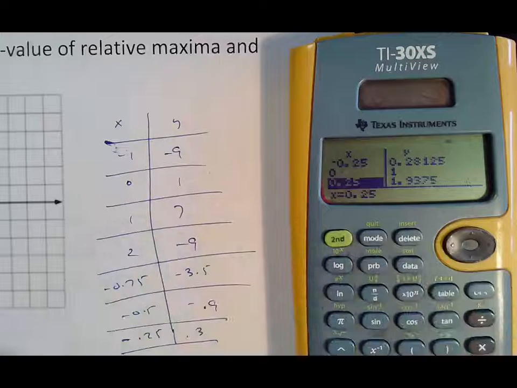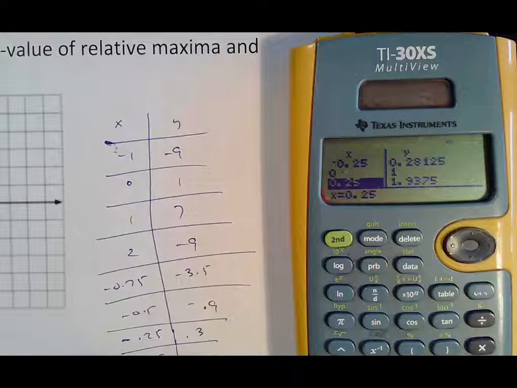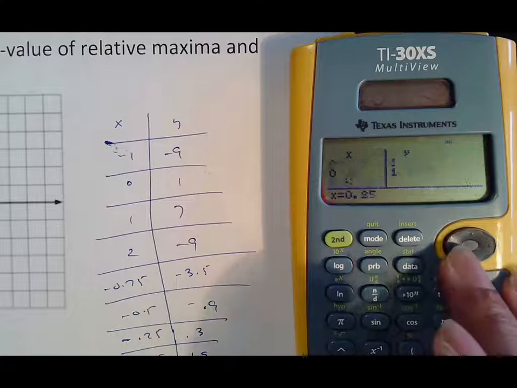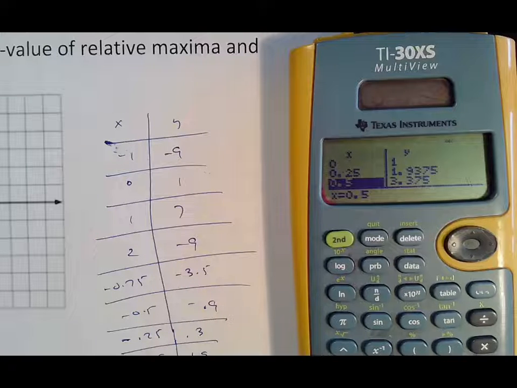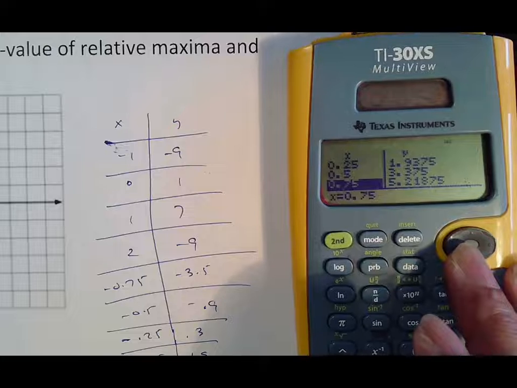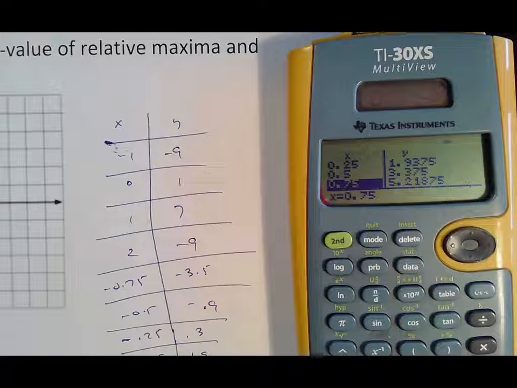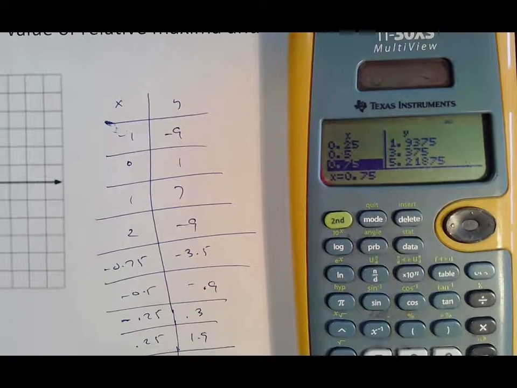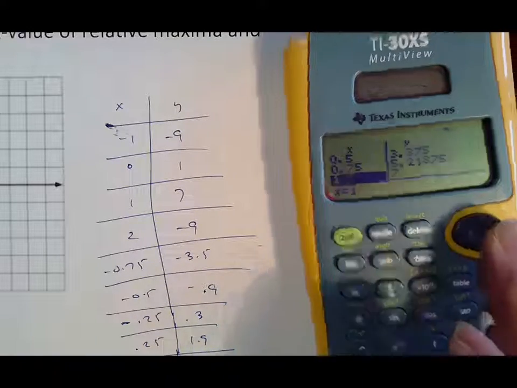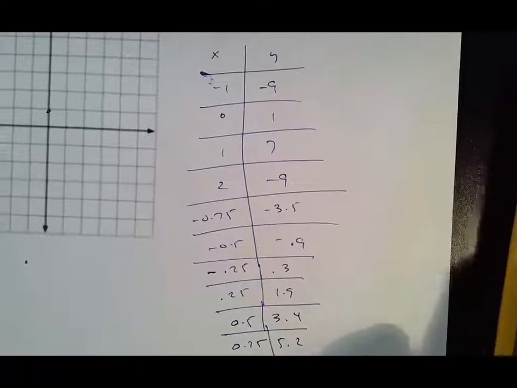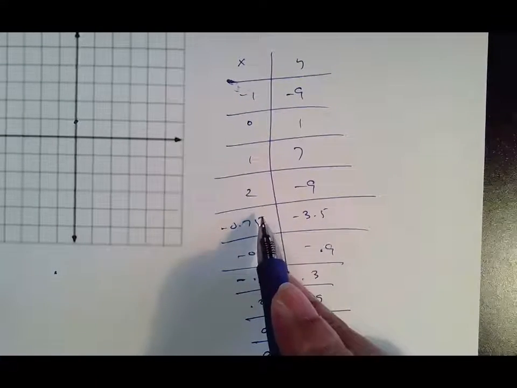0 we already did. 0.25 is at 1.9. 0.5 is at 3.4. 0.75, and I am adding this to the table every time I say it. You just can't see it because I've got too many things going on here to try to keep you entertained. It's 5.2. 1 is at 7, and we know all those points. So let's plot these points here just to see what's going on.